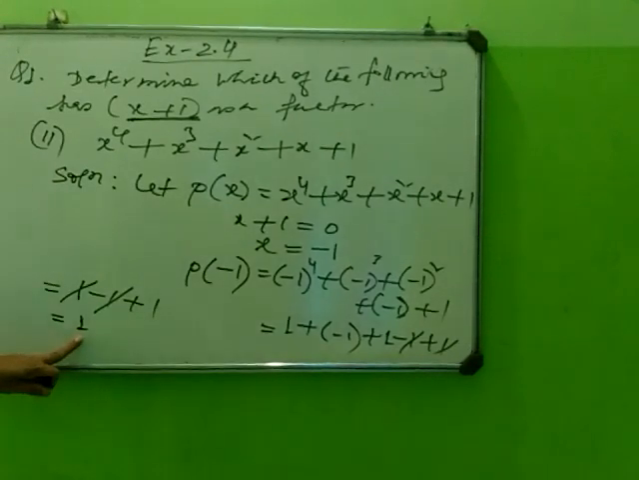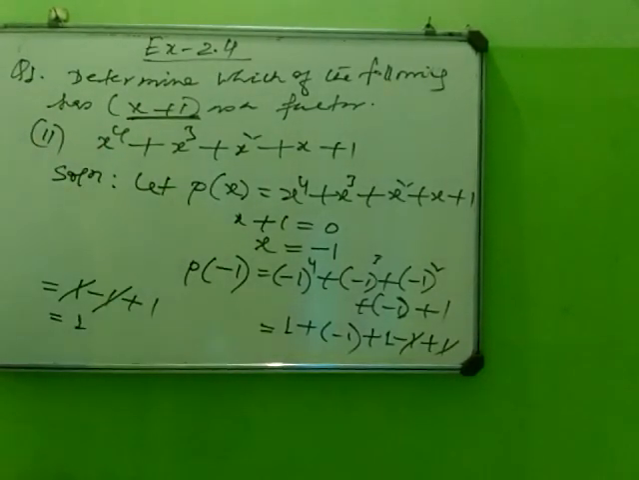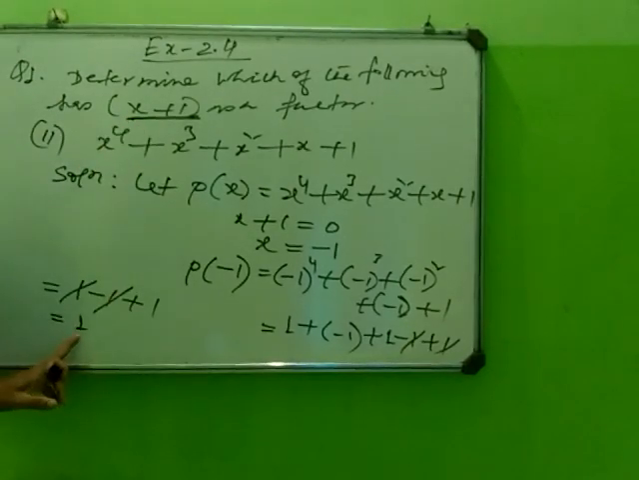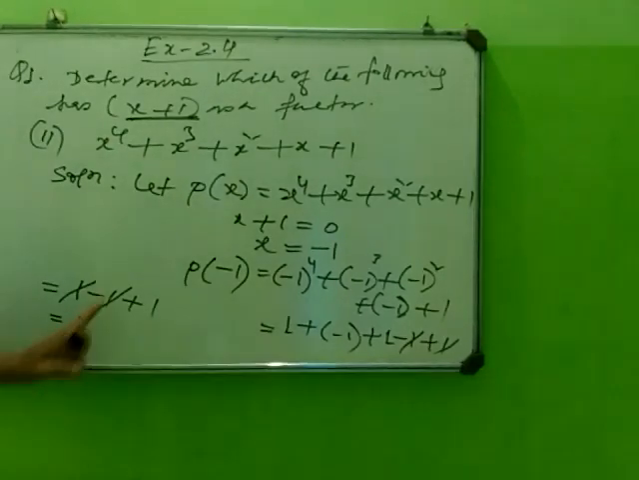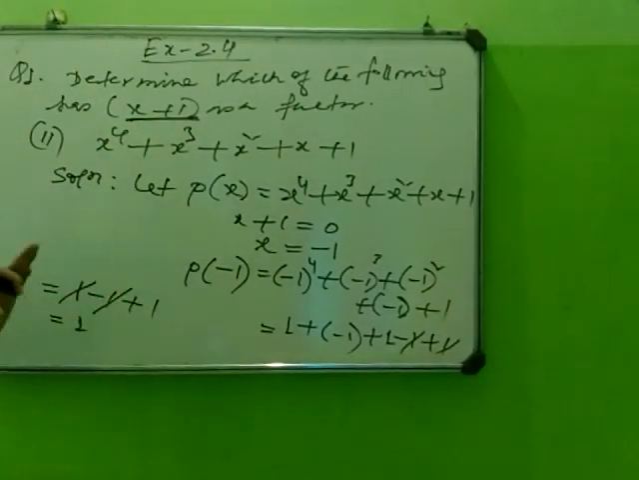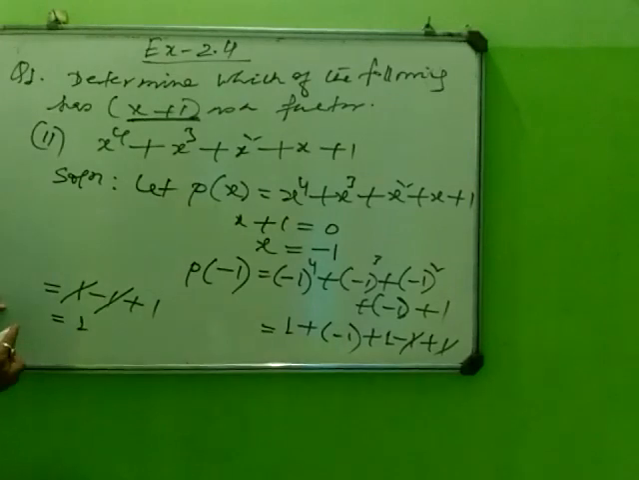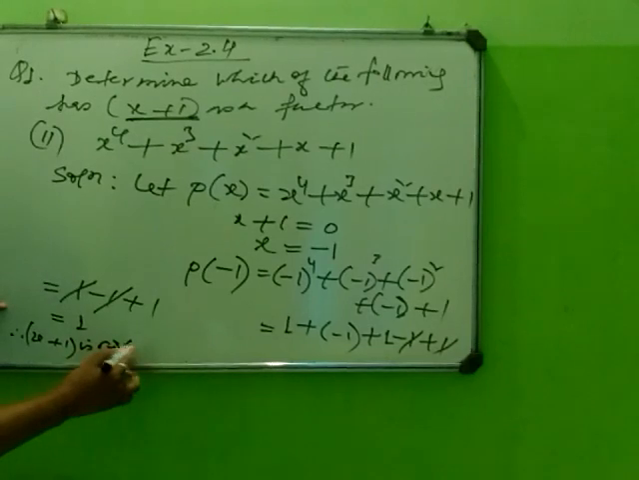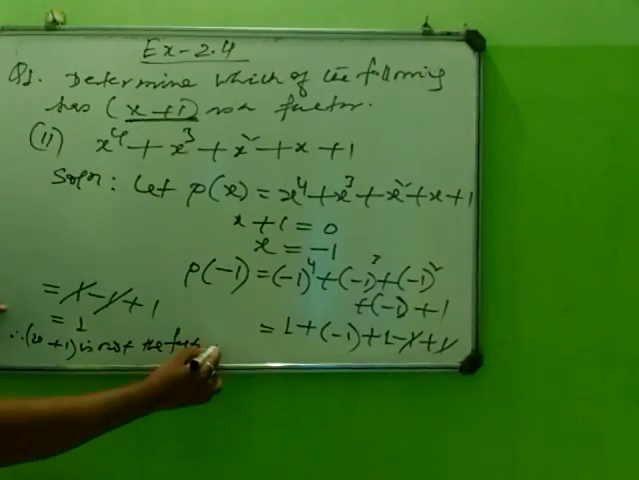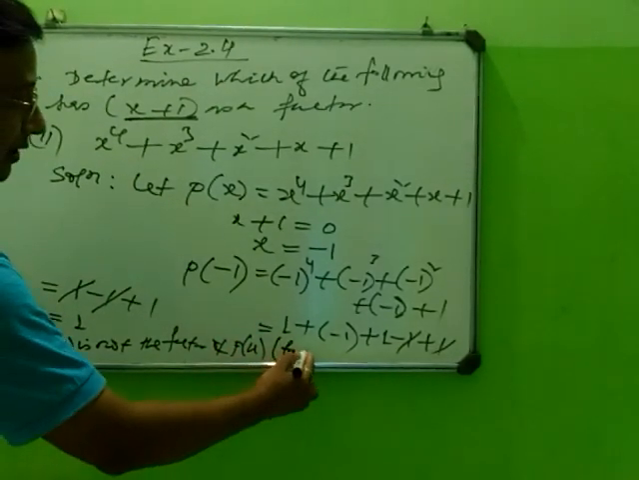So, since you did not get remainder 0, therefore by the factor theorem, x plus 1 is not the factor of p of x, because to be a factor you should get the value 0. If you get 0, it means that the remainder is 0. In that case, by the factor theorem, x plus 1 will be a factor of p of x. But here you got 1, not equal to 0. So therefore, x plus 1 is not the factor of p of x. How did you get this? From factor theorem.